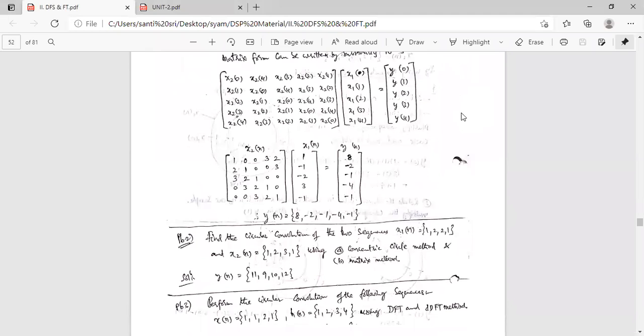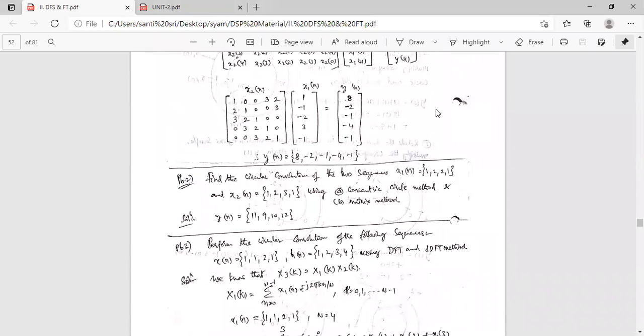Next, in the same manner, we can find the circular convolution of two sequences. X1 of n is given as 1 2 2 1, and x2 of n is given as 1 2 3 1, using the concentric circle method and matrix method. So here the length of the two sequences is the same, 4 only, so no need to add zeros or delete zeros here. So directly we can do the circular convolution by using the concentric circle method as well as the matrix method.